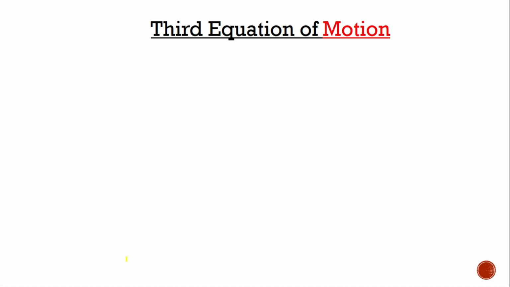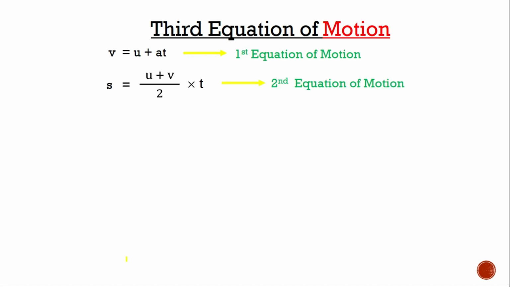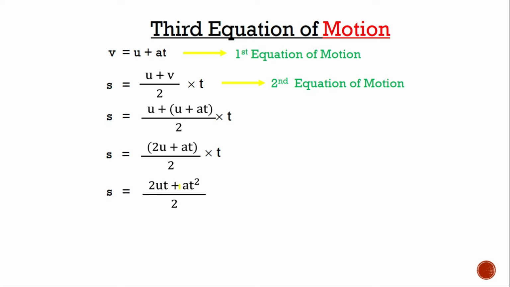Now, using the first and the second equation, we can derive our third equation. What we need to do is just replace this V from the second equation with the value of V from the first equation. Now, if we replace this value of V in our second equation, we'll get this. And if we just add both of these 2's, the equation will now become 2U plus AT upon 2 multiplied by T. Now multiplying both of these with T, we get S equals 2UT plus AT square divided by 2. Now we can write this same equation as this.